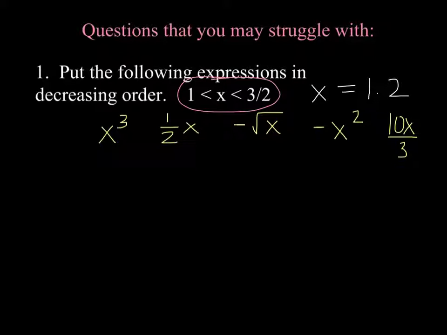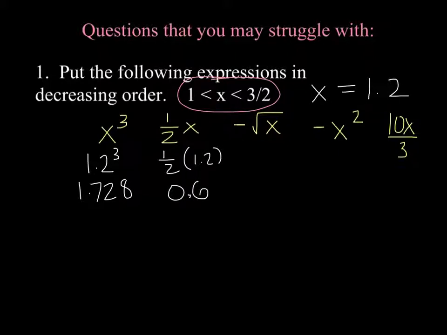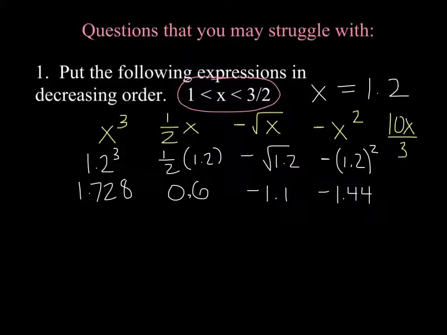So what you want to do is plug in x for each of these. So this is 1.728. Just go through and do 1/2 times 1.2 is 0.6. And then negative square root of 1.2 is negative 1.1. You can do all that in the calculator. And then negative 1.2 squared, like this, is negative 1.44. And then if I plug in here, I get 4.